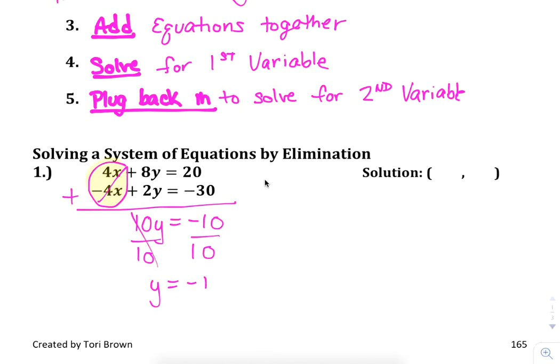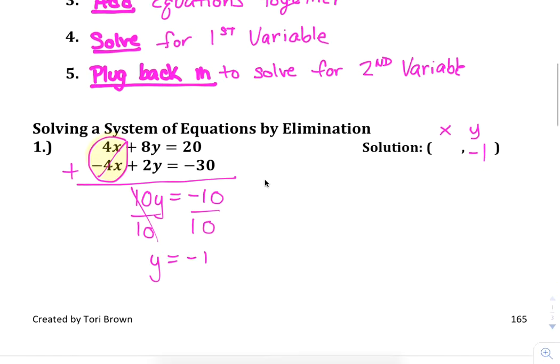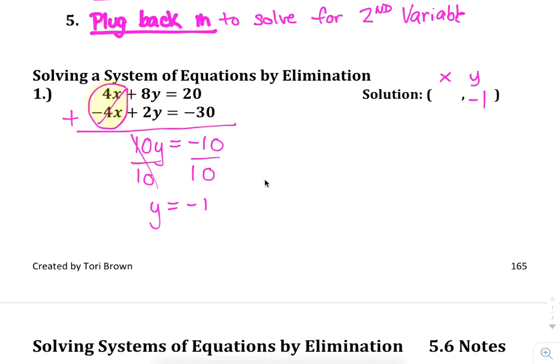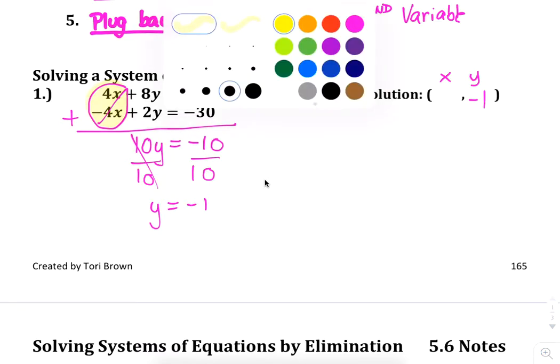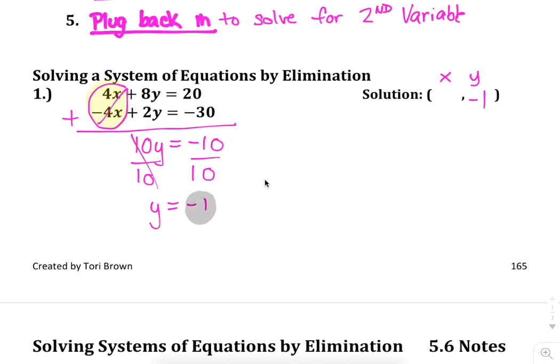You already know what a solution is supposed to look like. So if my x comma y, my y is negative 1. Okay? So we added the equations together. We solved for the variable. We have one step left. Our last step is to take that lovely y number. I'm going to change colors real quick. Take that y number and pick an equation to plug it back into.